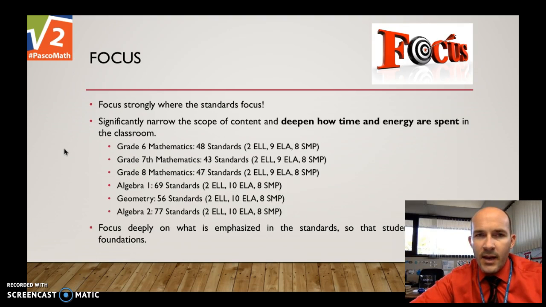Within our curricular resources, we have identified major, supporting, and additional work. When we talk about focus, it's really focusing on the major work of your grade. When you look at the big 6, 6th grade through Algebra 2, once you get up to Algebra 2, you see there are a lot of standards, and we can't teach all those equally. Each of those 77 standards shouldn't get the same amount of time. So it's really focusing on the major work of each grade.